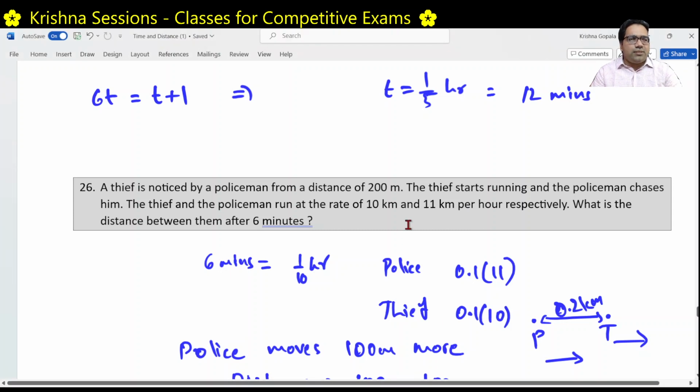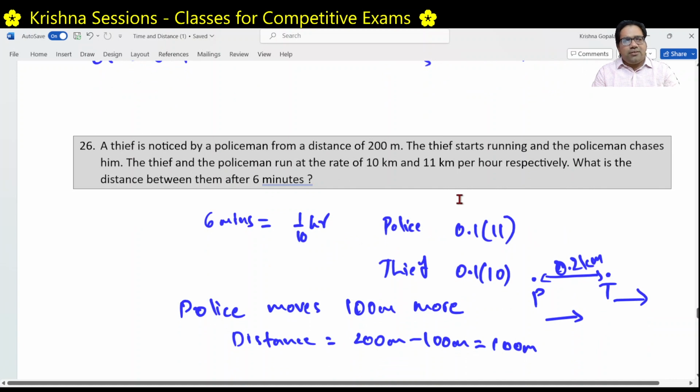Next one. A thief is noticed by a policeman from a distance of 200 meters. The thief starts running and the policeman chases him. The thief and the policeman run at the rate of 10 kilometers and 11 kilometers per hour respectively. What is the distance between them after 6 minutes? So, the initial distance: thief is here, policeman is here, and the distance between them is 200 meters, which is equal to 0.2 kilometers.